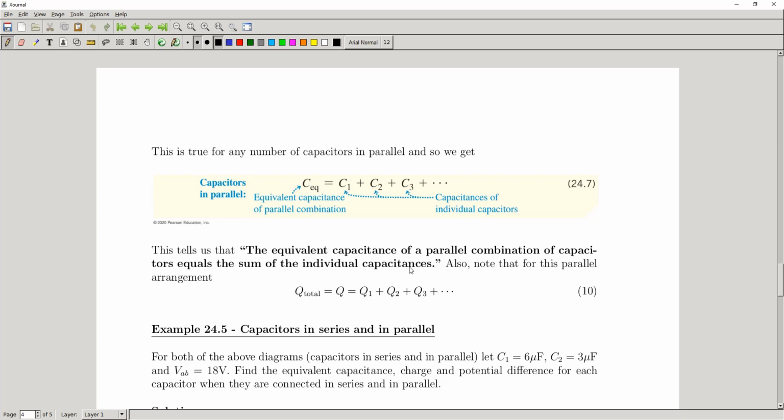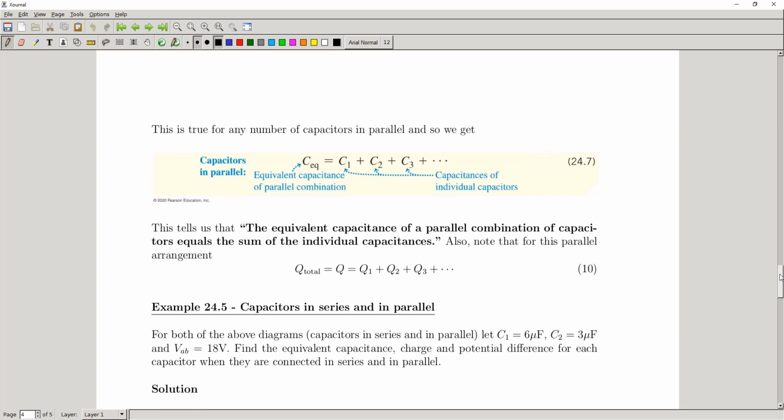Okay, and in this case, unlike the situation for capacitors in series, our Q's are all different, and our total Q is going to be equal to Q1 plus Q2 plus Q3. So the charge on our equivalent capacitor needs to be equal to the sum of all of the charges on all of the capacitors that made up the system before, right?